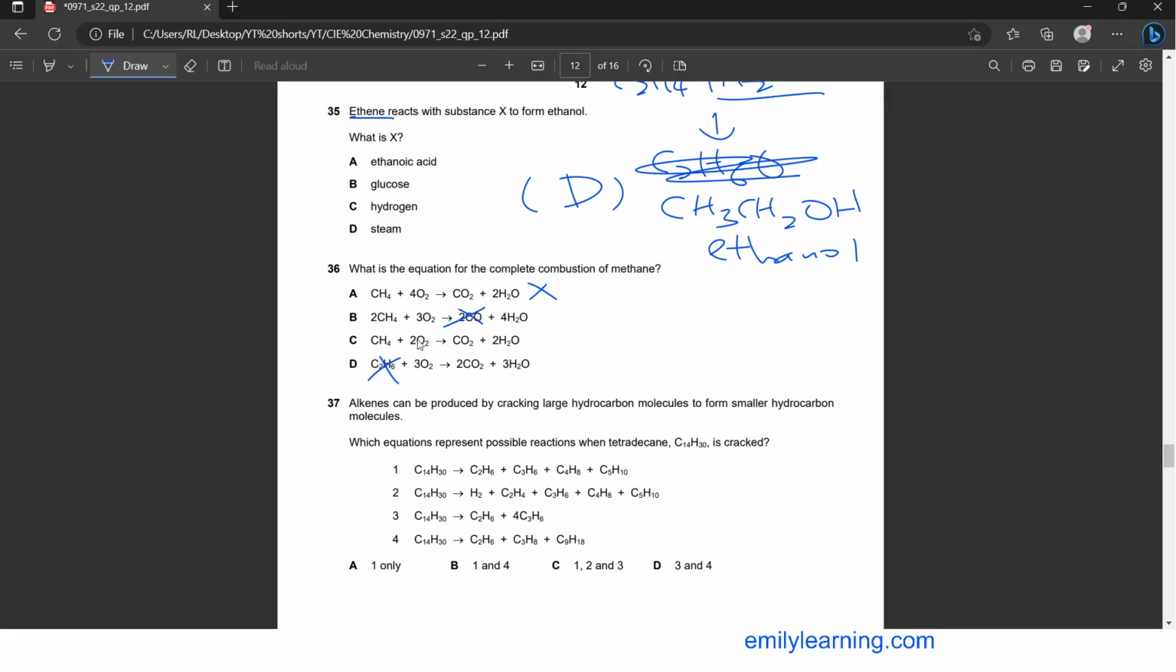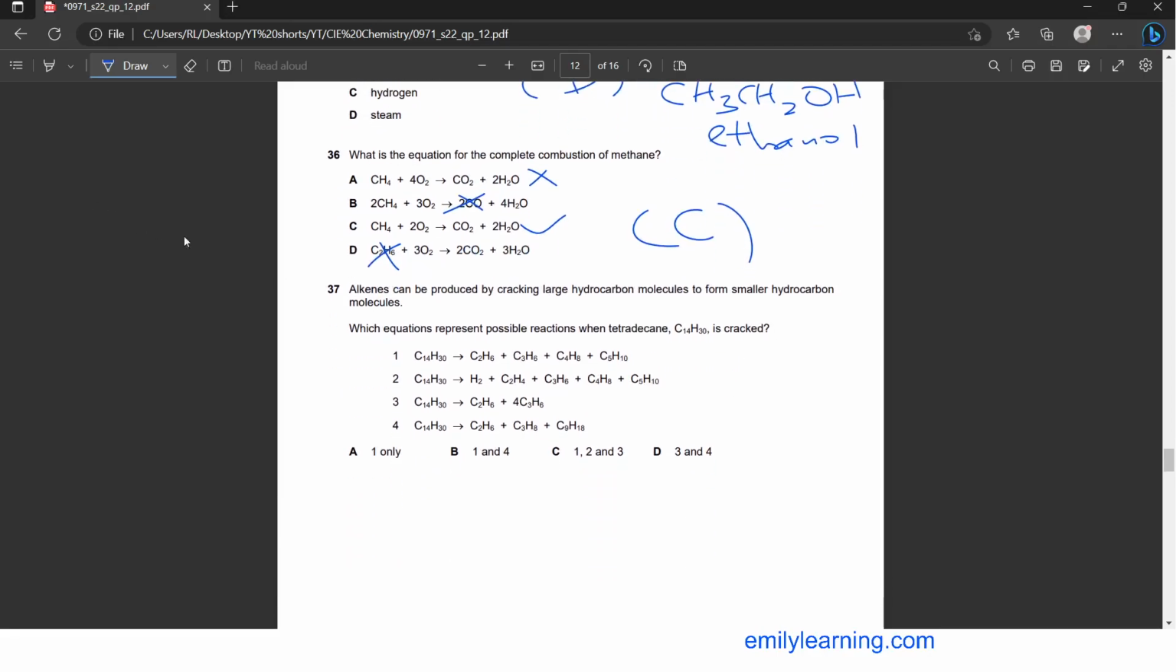4 oxygens on the reactant side, 2 plus 2, which is 4 oxygen on the product side, correct? So the answer is C, because not only do you have the correct reactants and products, but you also have a balanced equation. So 36 is C.